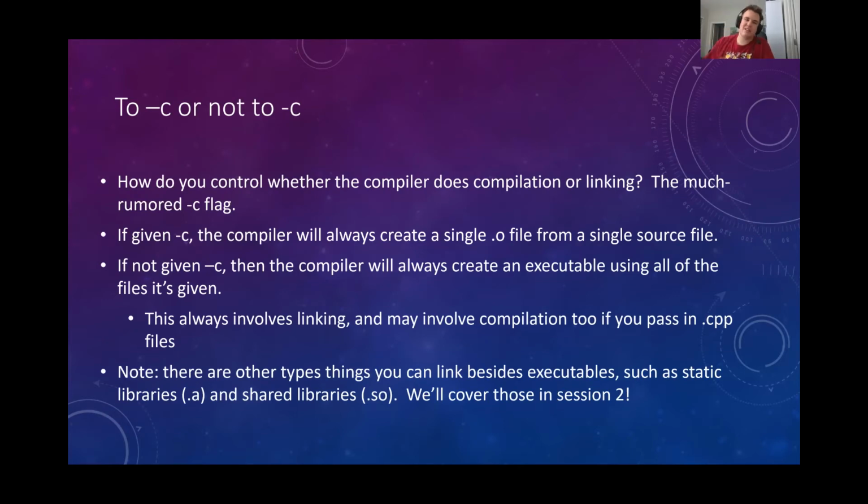So the last flag to talk about is the much rumored and much confused -c flag. If you pass -c, the compiler will always create one .o file from a single source file. If you don't pass -c, the compiler will always create an executable using the files it's given. Sometimes this means it does linking, sometimes it does linking and compiling, but it'll always at least do linking into a full executable. So if you're trying to compile an object file, you want -c. There are other things you can link that aren't just executables, like static and shared libraries, but we'll cover those in session 2.